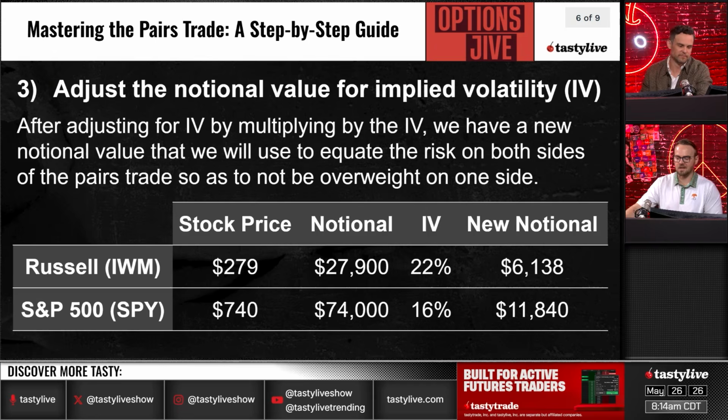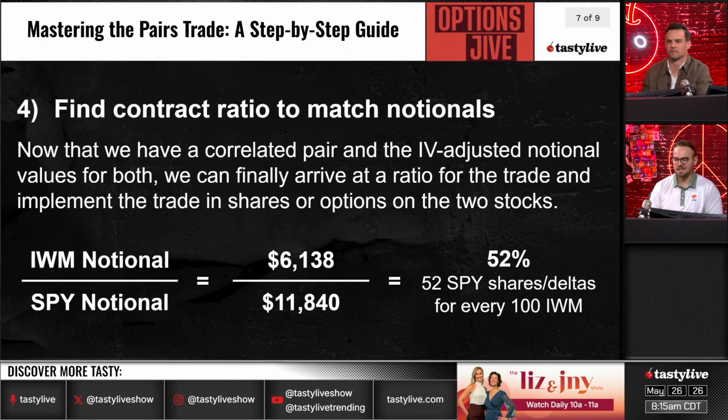So we pop over to the next slide here. We can see that 52 SPY shares for deltas for every 100 IWM. So I think you can do this calculation and you can really get granular with this type of stuff, but you could also eyeball it, I would say.